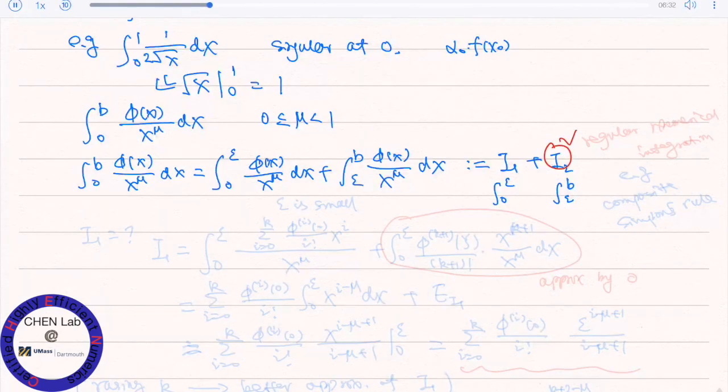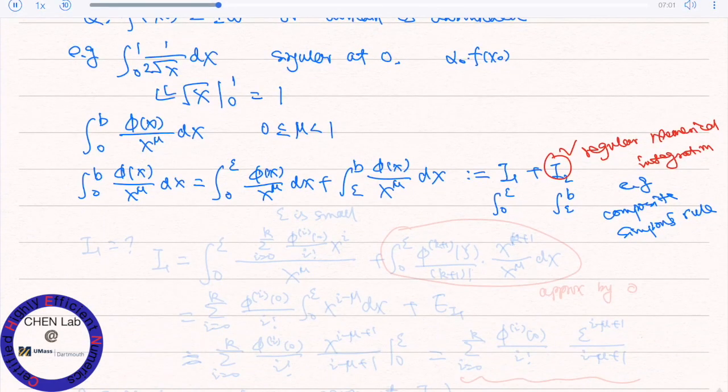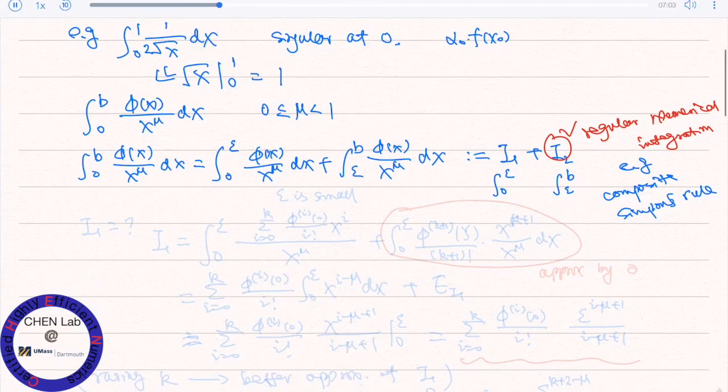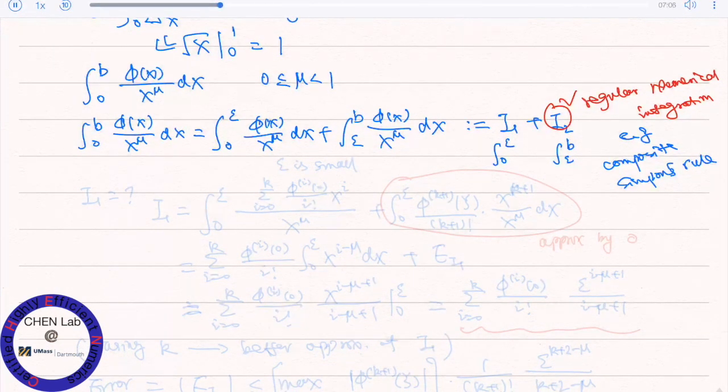This part is fine. We can do the regular numerical integration. Split that using, for example, the composite Simpson's rule: split it into many smaller intervals, and on each interval do Simpson's rule, which again has weights 1 over 6, 4 over 6, 1 over 6.